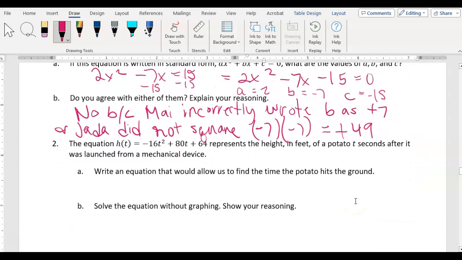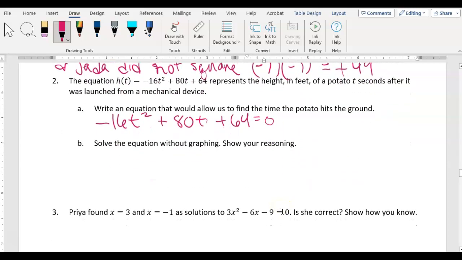All right, number 2, the equation h of t equals negative 16t squared plus 80t plus 64 represents the height in feet of a potato t seconds after it was launched from a device. Write an equation that would allow us to find the time the potato hits the ground. So this would be negative 16t squared plus 80t plus 64 equals 0. It says solve the equation without graphing, show your reasoning.